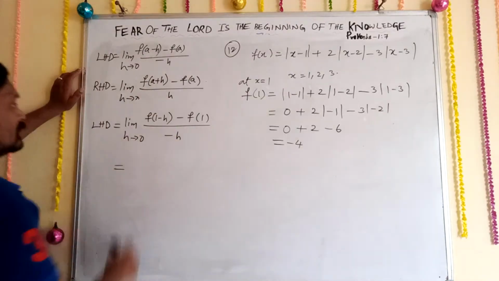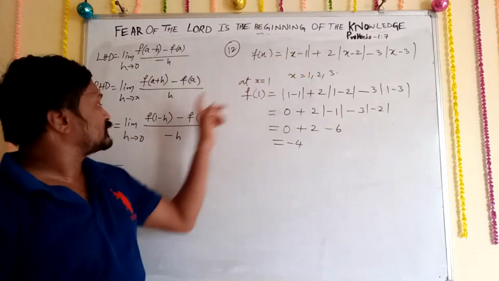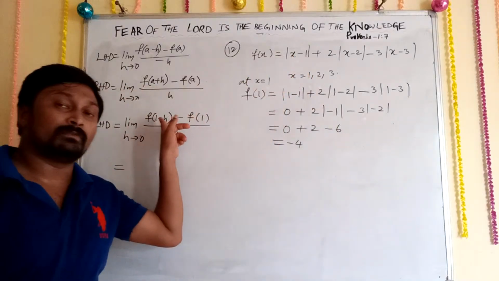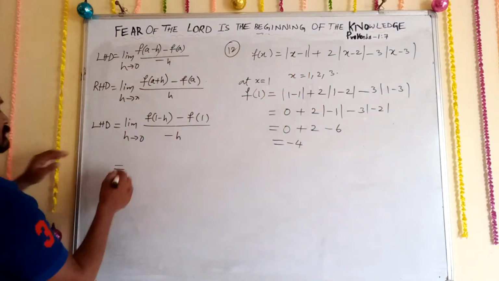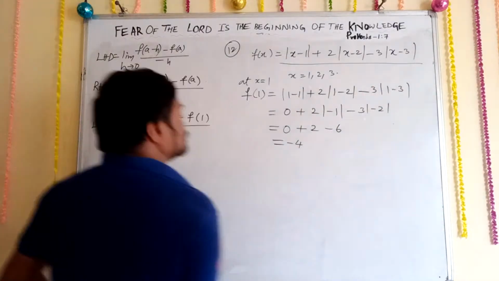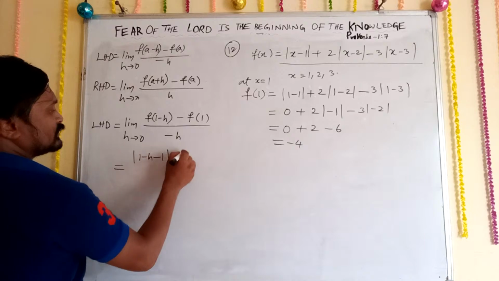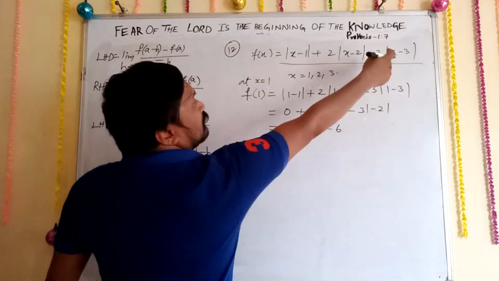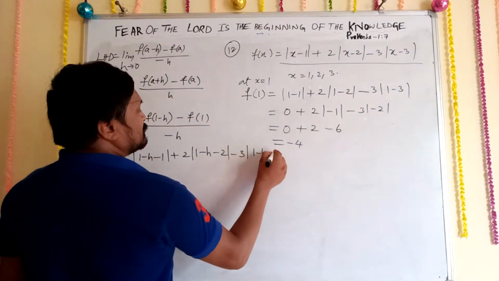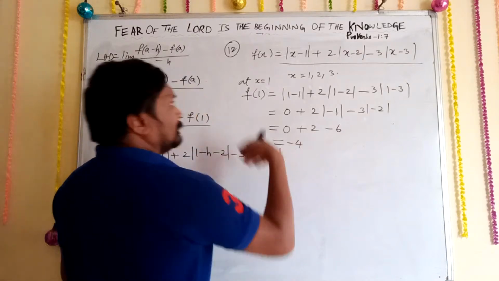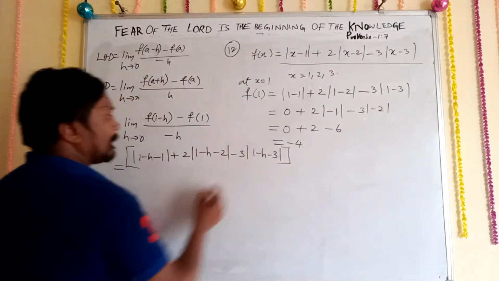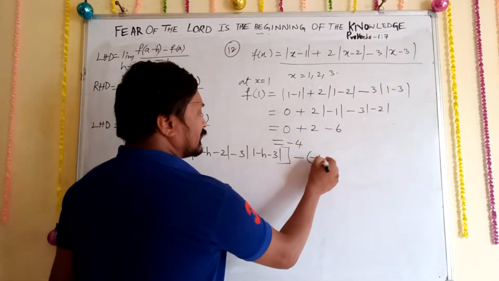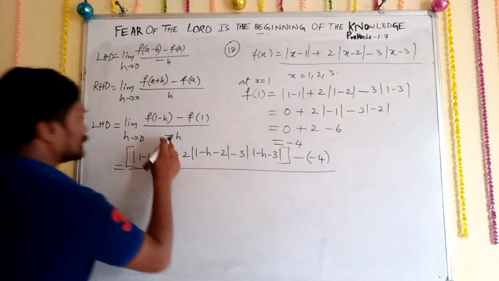So now what I need to do? Wherever here x is there, substitute 1 minus h. So here observe carefully. Wherever x is there, I need to substitute 1 minus h. So now I am going to substitute now in that place. Total in this place I need to substitute modulus of 1 minus h minus 1 plus 2 into modulus of 1 minus h minus 2 minus 3 into modulus of 1 minus h minus 3. So that is, then after completion of this full, minus f of 1. Minus f of 1 is how much here? Minus 4. Write that minus 4 upon minus h.